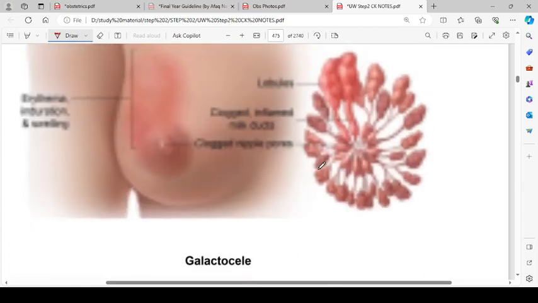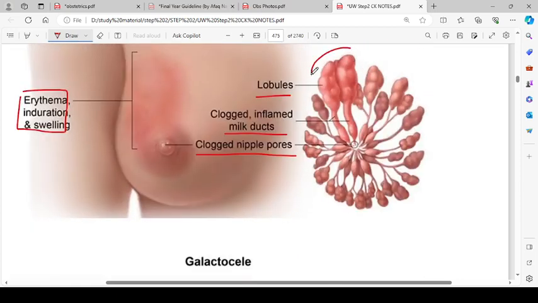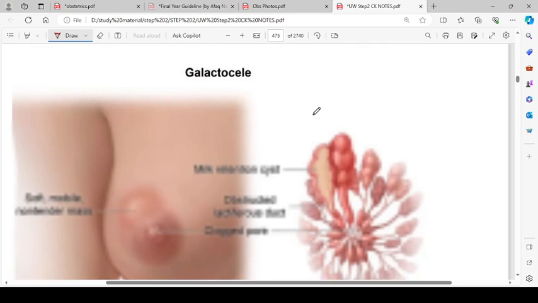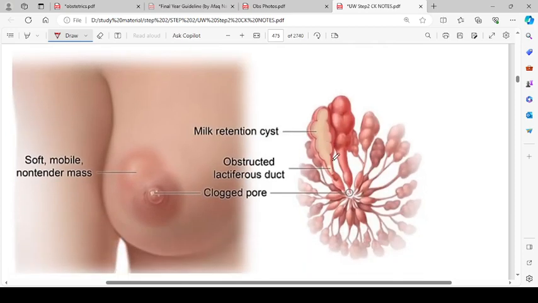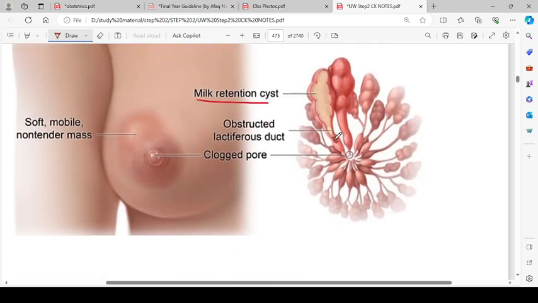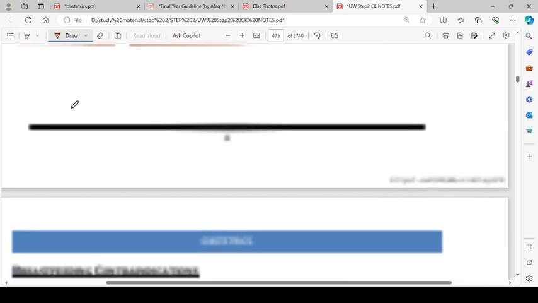Galactocele, as you can see over here, is not inflammation of the milk ducts. In galactocele, we have accumulation of milk in one of the ducts that forms a milk retention cyst, because one of the lactiferous ducts is obstructed, and that will result in a clogged pore. A short, mobile, non-tender mass will be felt.